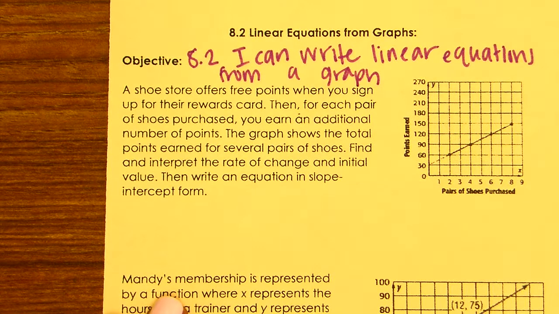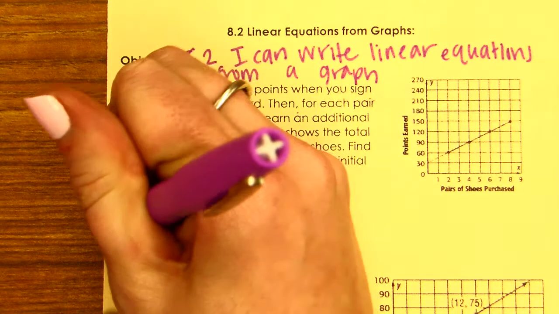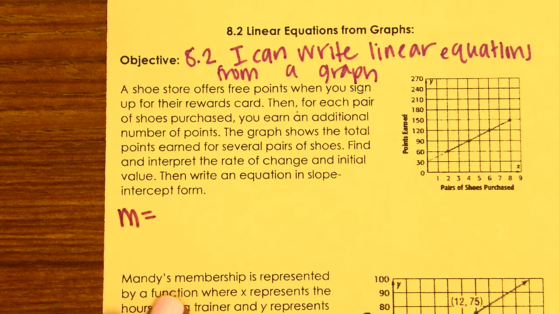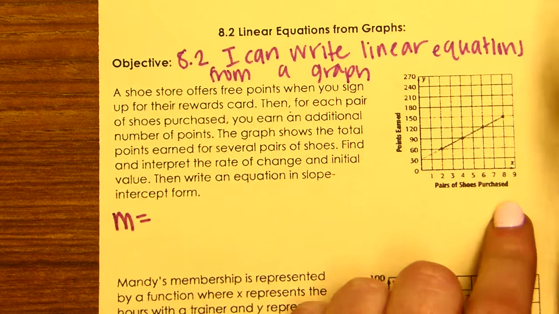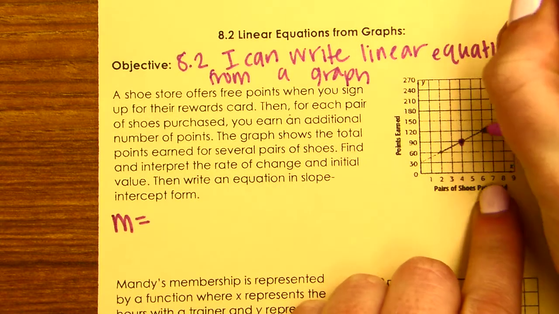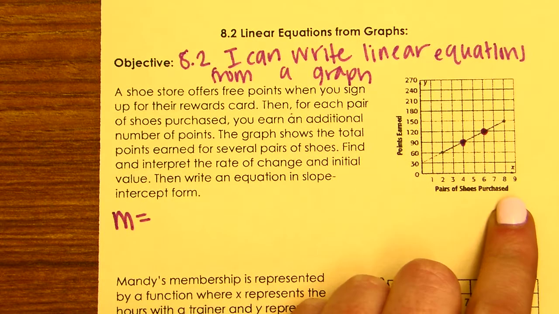So rate of change, remember, is the same thing as slope. So we'll find the slope of the line by doing rise over run. I'll pick any two points where it goes through the corner of the graph paper, or the lattice points.